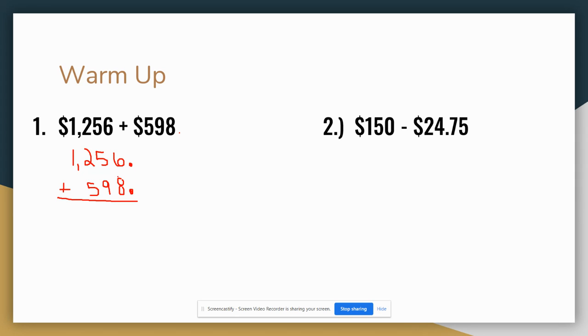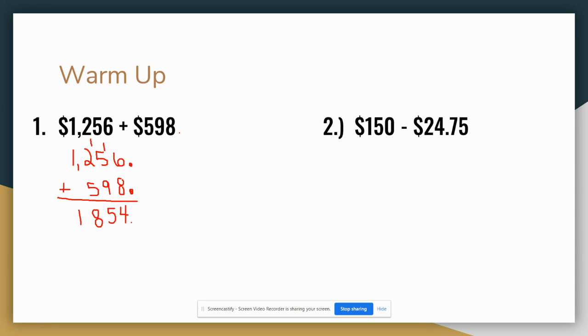I know 6 and 8 make 14, so I'm going to write the 4 down and carry the 1. 9 plus 1 makes 10. 5 more would be 15. Carry my 1. 5 plus 2 plus 1 is 8. And then 1 plus nothing is 1.